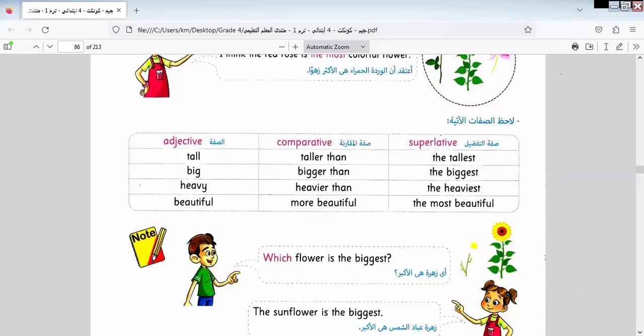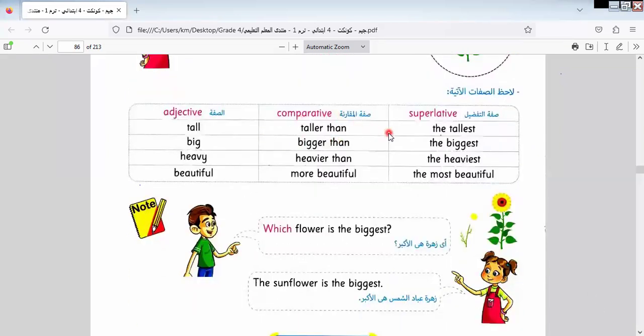Here we have the adjectives. Let's know the comparative and superlative adjectives. Here we have tall, big, heavy, beautiful. This is called adjectives. We have the comparative form. When we talk about the comparative form, we say taller than, adding er and than, bigger than, heavier than, more beautiful than.